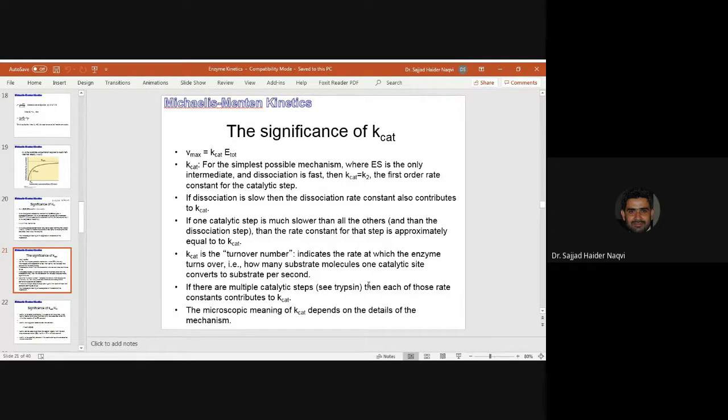If there are multiple catalytic steps, like for some reactions you have more than one step, then each of these rate constants contributes to the Kcat. If we consider a reaction which is a single step, then in this case the Kcat is equal to the dissociation constant. But if you have a reaction with multiple steps, then each step has its own rate constant which contributes towards the Kcat. So the microscopic meaning of the Kcat depends on the details of the mechanism, just like the Km.